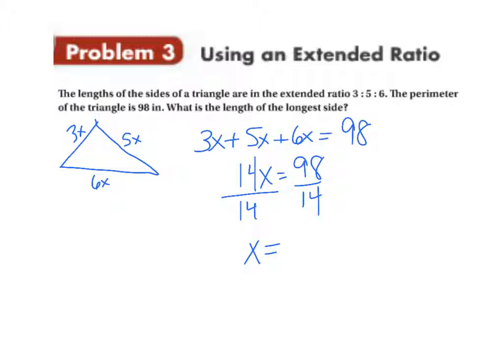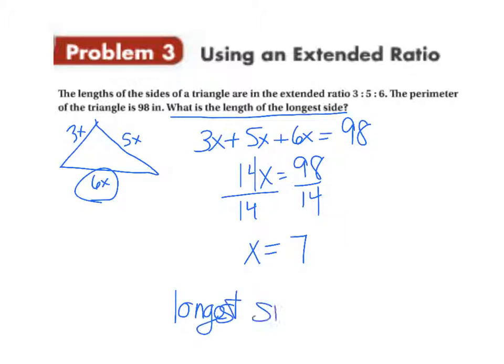7 times. All right, now 7 is not my answer. The question is, what's the length of the longest side? Ultimately all the sides would have to be times 7, but they just want the longest side, which would be the 6x. So I would say the longest side is equal to 42. And do we have units? Yeah, 42 inches.